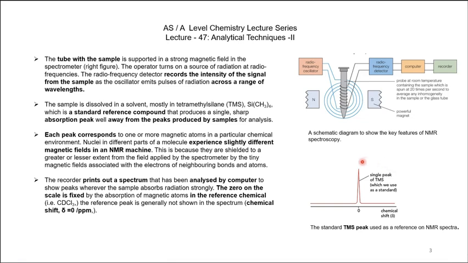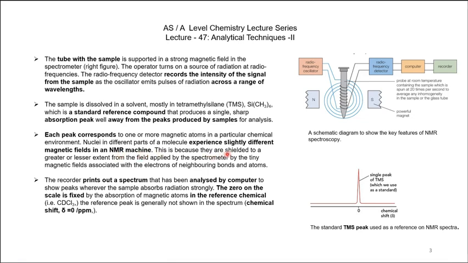Here is a peak for a standard sample, TMS, and this we take as a reference, and this is 0, delta is 0, chemical shift. Each peak corresponds to one or more magnetic atoms in a particular chemical environment. Do remember that we are talking about chemical environment. Nuclei in different parts of a molecule experience slightly different magnetic fields in an NMR machine.